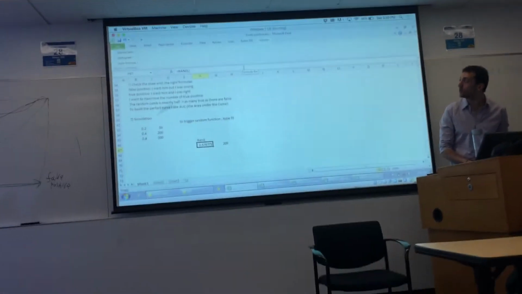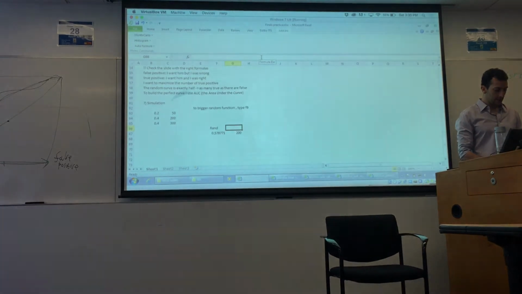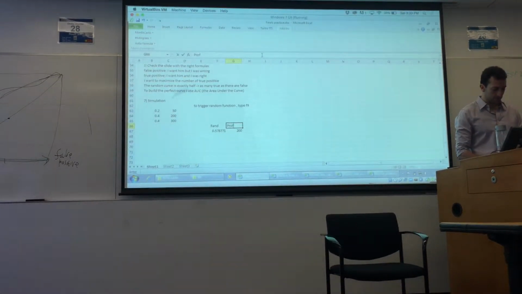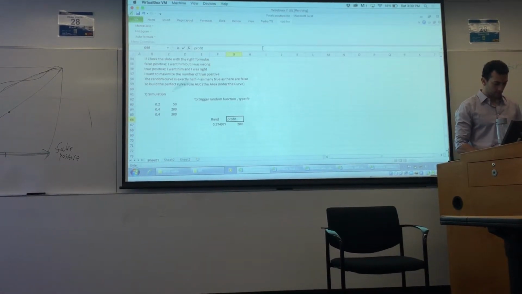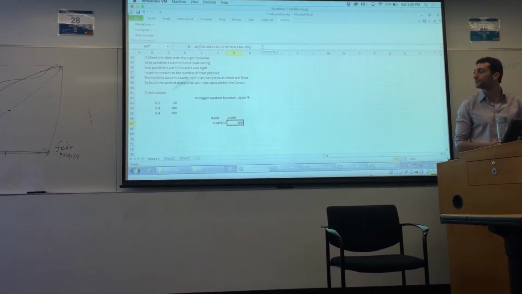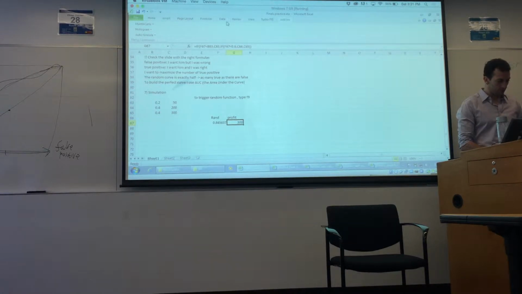Like we had, this is the random, and this is the if calculation, is what I did. And this I will call the profit. Now I know that my profit in this simulation is $300. But how much am I going to get on average? I have no idea.